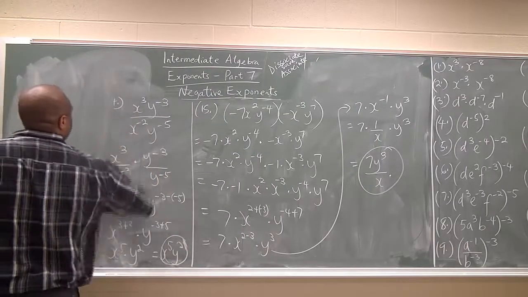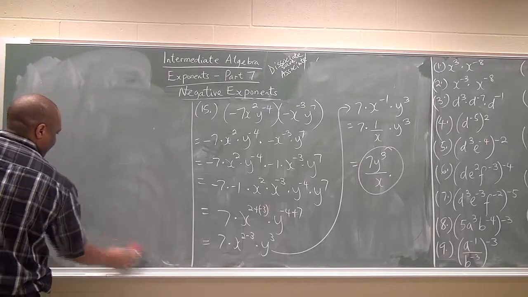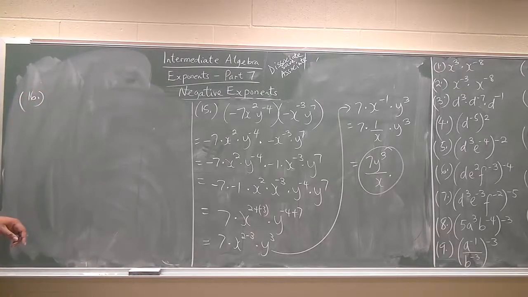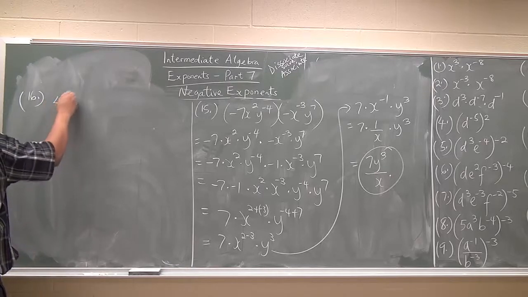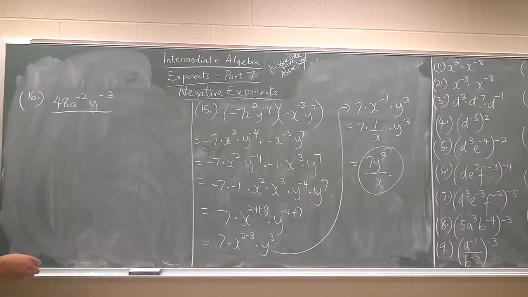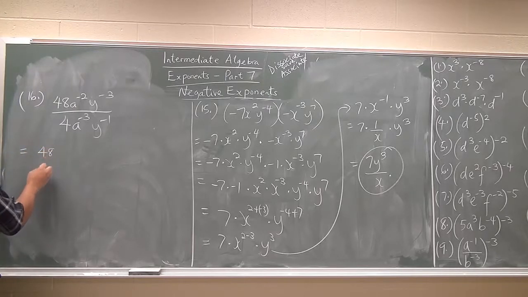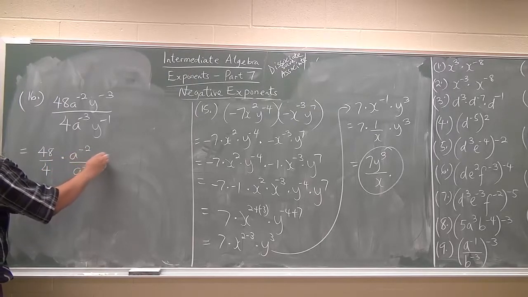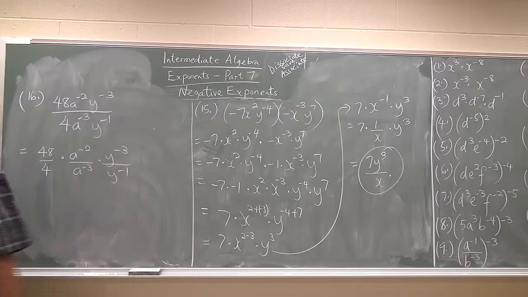Question 16. We have 48 a to the negative 2, y to the negative 3, all over 4 a to the negative 3, y to the negative 1. So let's dissociate. This will be 48 over 4 times a to the negative 2 over a to the negative 3, times y to the negative 3 over y to the negative 1. Exponents, okay?